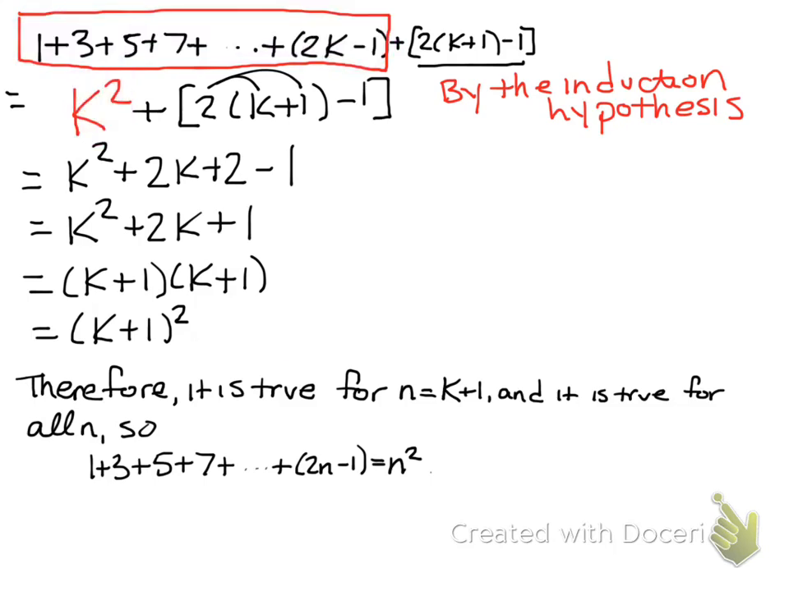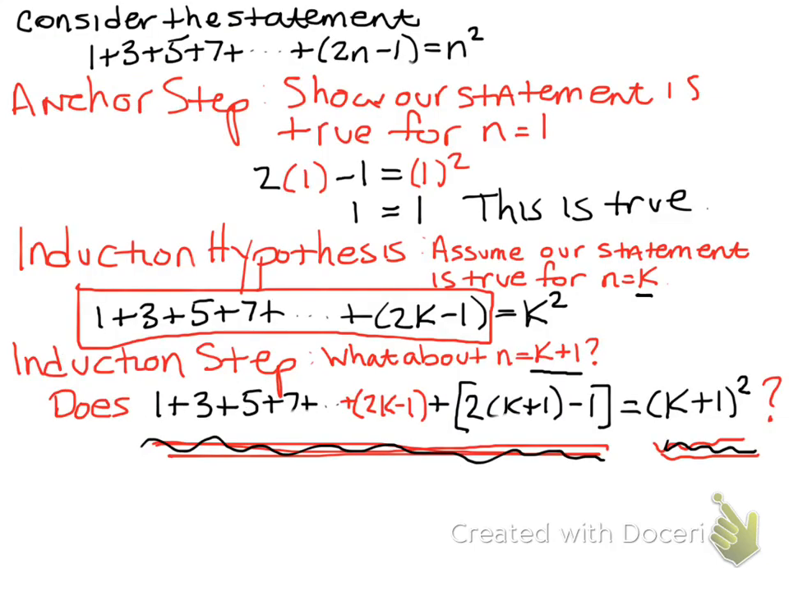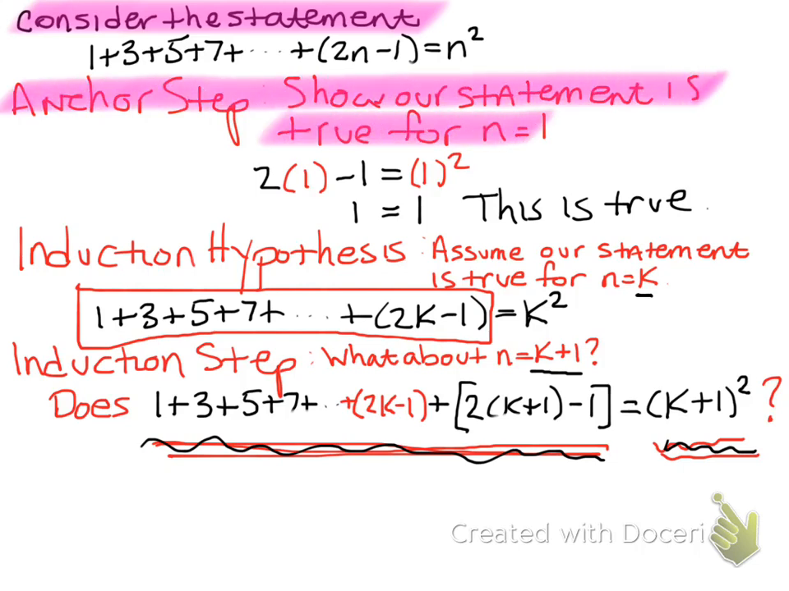One final thought before I let you go. Grammar is important here. Like I said, this is the structure that all of your induction proofs should follow. So take out a highlighter and highlight these words. Consider the statement. Anchor step, show our statement is true for n equals 1. This is true.